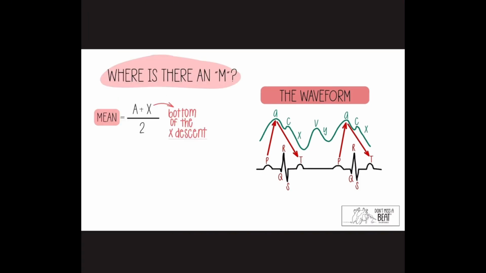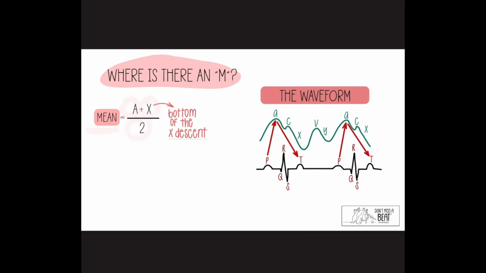So where is there an M? Well, there isn't. You would have to calculate this. So the formula for atrial mean is not the same as the mean pressures for the arterial waveforms that we'll talk about later. This formula is A plus V over 2.